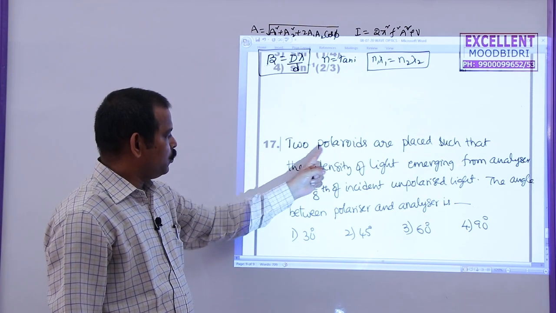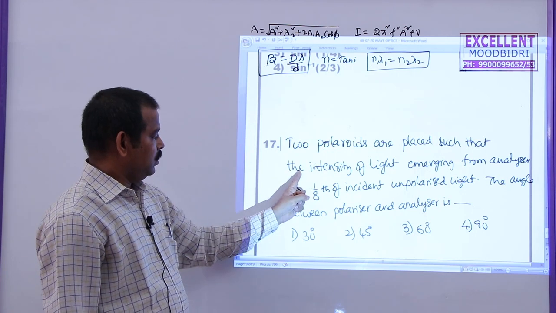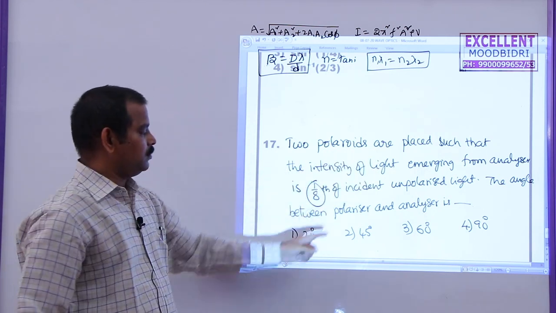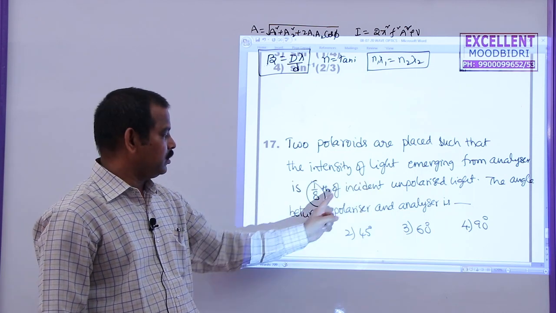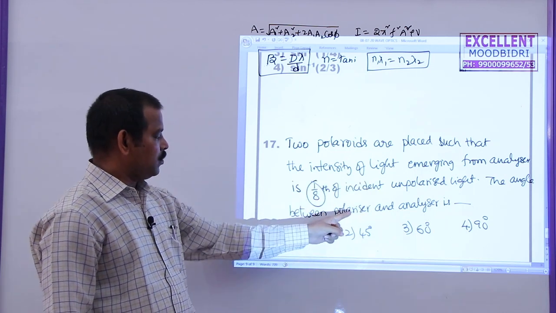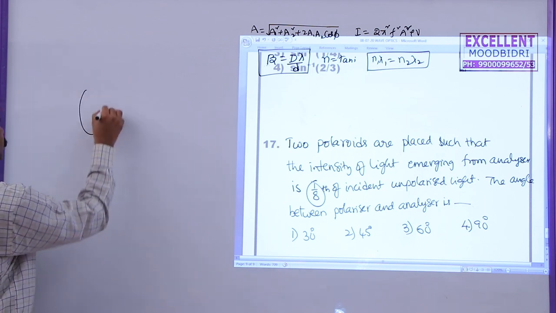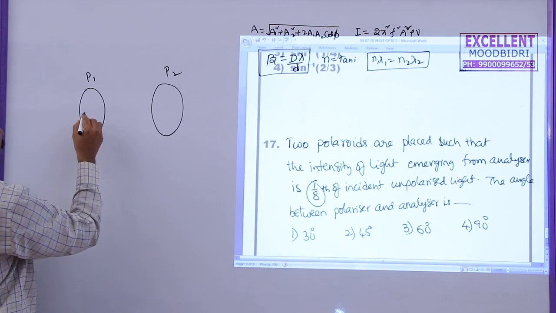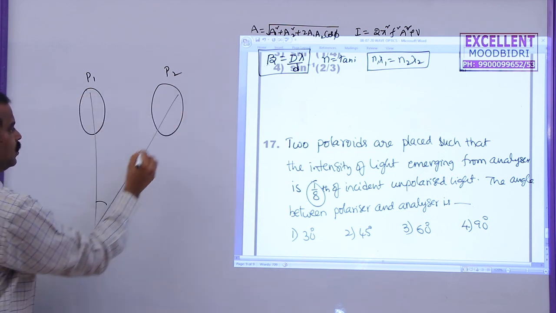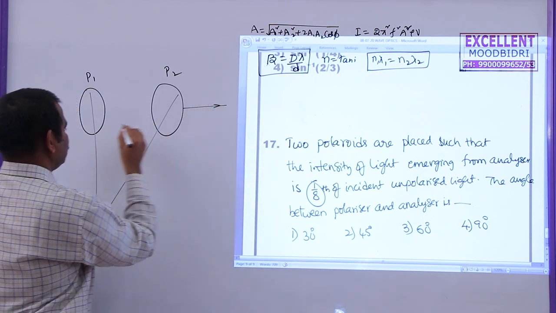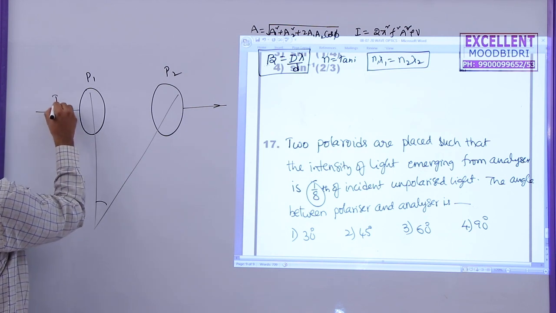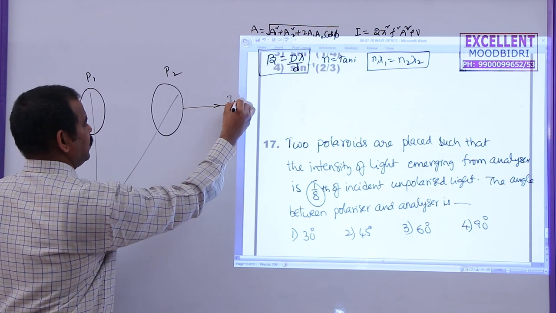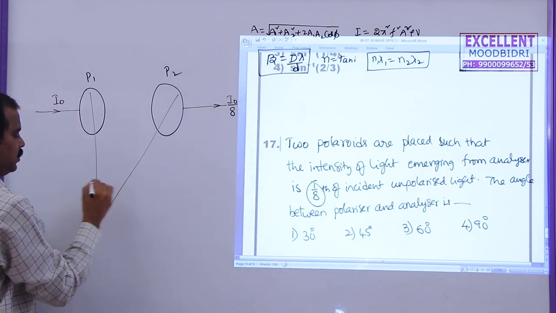10. Two Polaroids are placed such that intensity of light emerging from the analyzer is 1 by 8th of the intensity of the unpolarized light incident. The angle between polarizer and analyzer, here this is the polarizer first one and the second one is the analyzer, and what is the angle between these two such that the intensity of light coming from this one is 1 by 8th of the unpolarized light. Let us say unpolarized light is I naught and this is I naught by 8. So what is this angle?